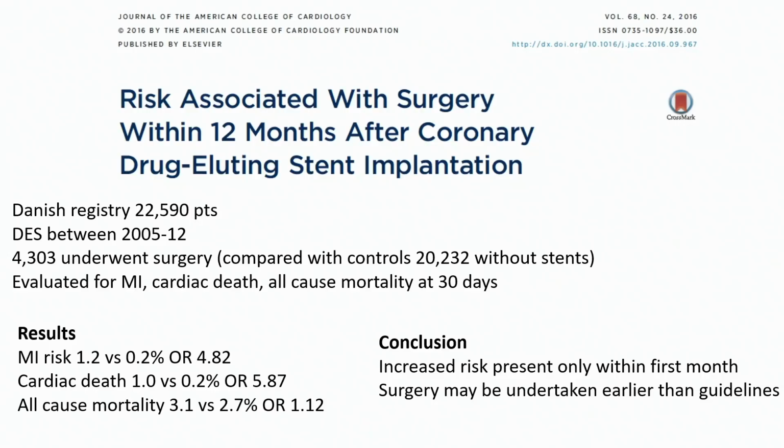On the other hand, there are studies like this Danish registry of over 22,000 patients that looked at patients that had drug-eluting stents between 2005 and 2012. And they evaluated the risk of MI, cardiac death, and all-cause mortality at 30 days. These authors concluded that, yes, there is an increased risk in patients that have stents placed and have non-cardiac surgery. The risk is, however, highest within the first month. And so they challenge the guidelines and say that surgeries should perhaps be undertaken sooner than the guidelines suggest.